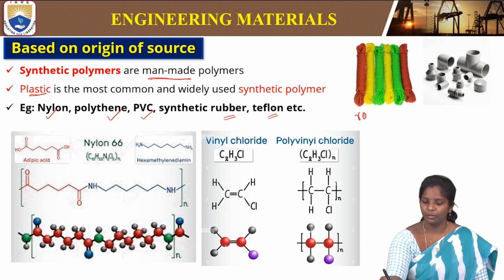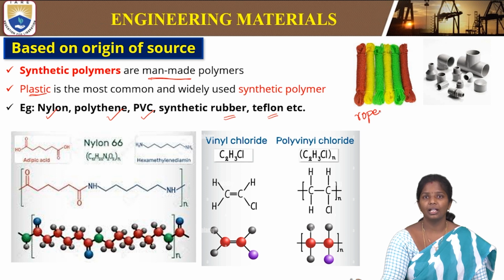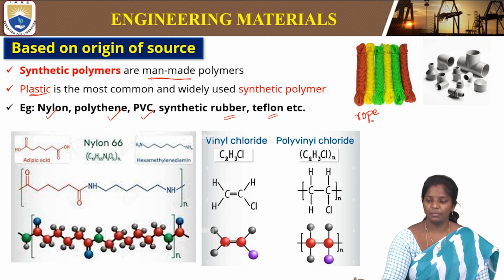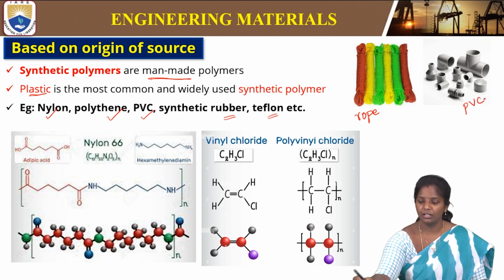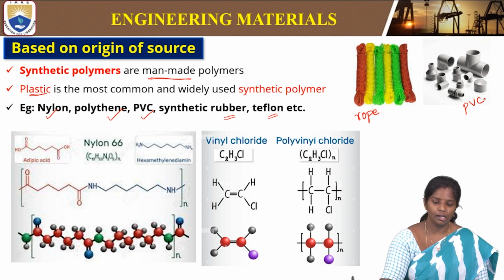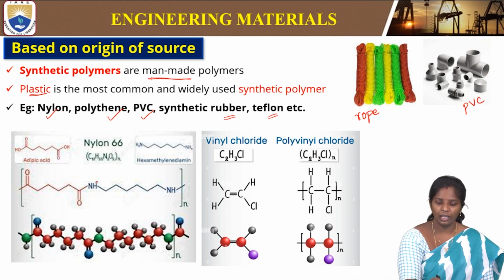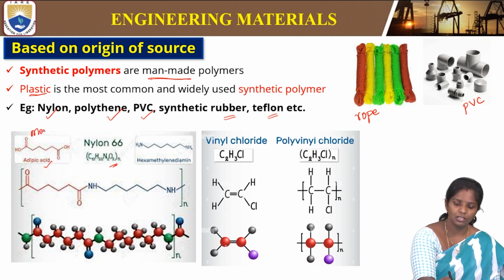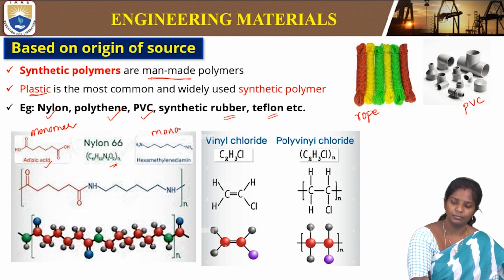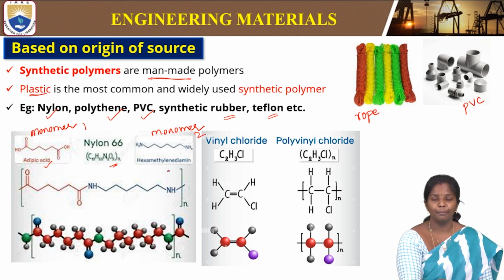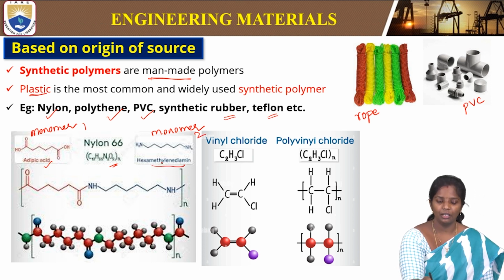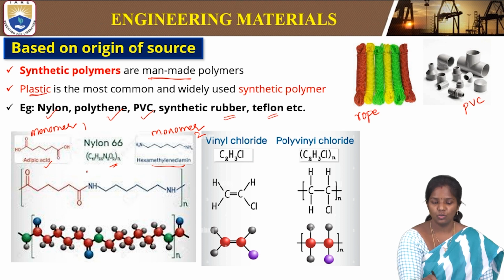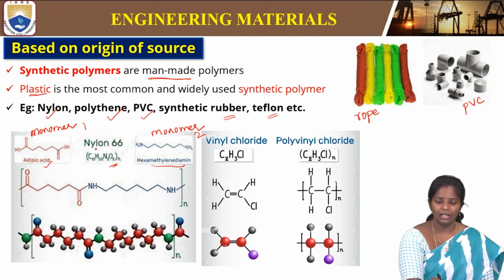So, nylon rope. This is a rope that we use in our daily life. Rope is a best example, and there are some PVC materials in the plumbing and connections that we use. So, how is nylon forming? From adipic acid, a monomeric unit. This is a monomer, and this is a monomer. Monomer 1, monomer 2. These two, hexamethylenediamine and adipic acid, combine together to form nylon.